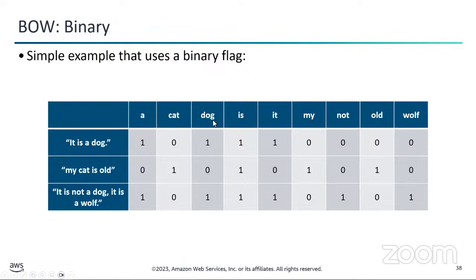So this is called vectorization, and it's a matrix, a two-dimensional table. Okay, and then it will give you the count, that the word a occurs 1 time in this sentence or document, does not occur in this document, and occurs 2 times in this document: "It is not a dog, it is a wolf." So it's also keeping track of the counts.